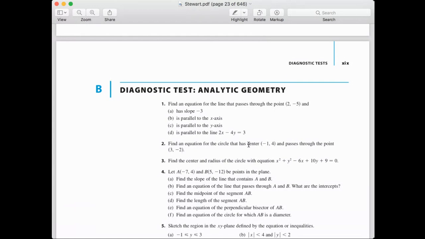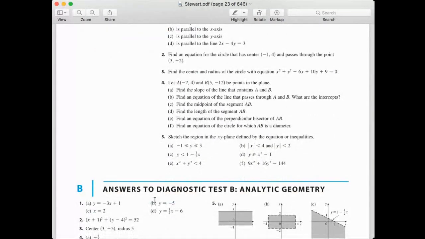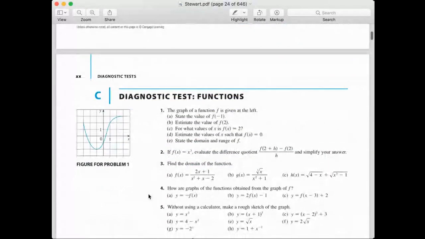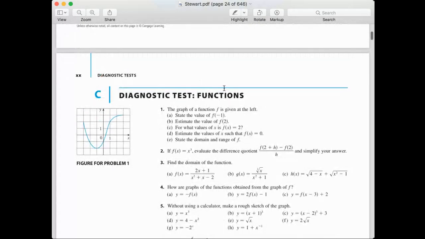Geometry, right? If you can do this, wonderful too. Go through this diagnostic test. All right, functions. Beautiful. Let's see number 2. Let's go through one because functions are super important for us. Calculus is built upon functions, so we really need to know functions well to get into this class.